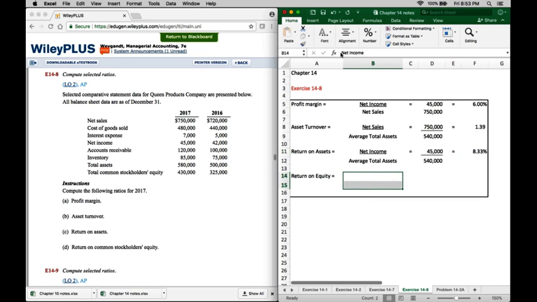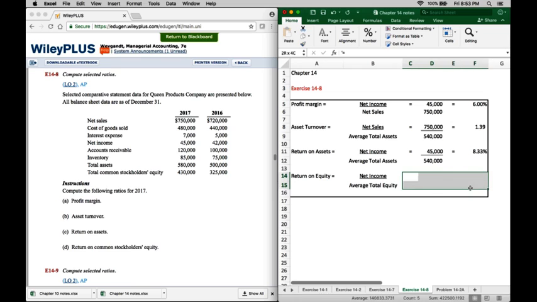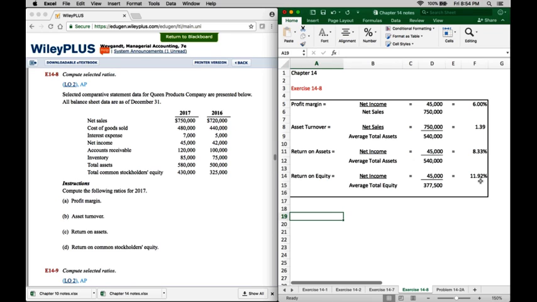So over here it's going to be, again, net income. What kind of return did we get on the equity? Now remember, total assets in the balance sheet equals liabilities plus equity. Here I'm concerned only with the equity part, not the financing done by the creditors. And our answer is 11.92%.